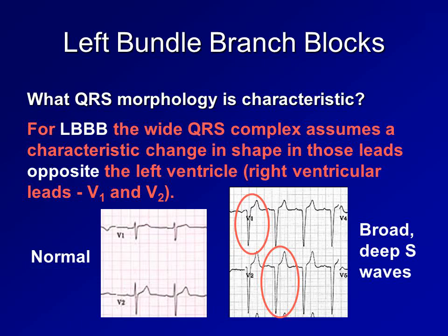Left bundle branch block. What QRS morphology is characteristic? For LBBB the wide QRS complex assumes a characteristic change in shape in those leads opposite the left ventricle, the right ventricular leads, V1 and V2. Broad, deep S waves.